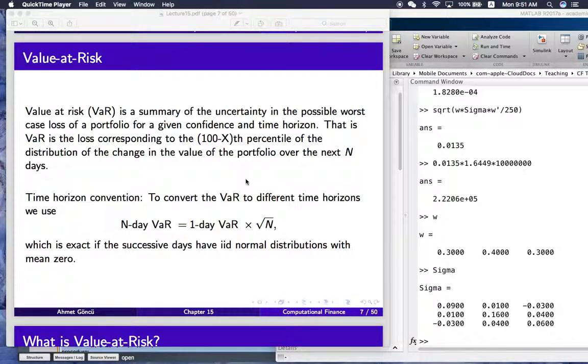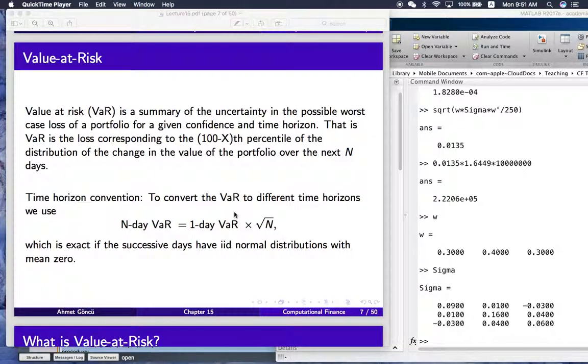Let's continue with the value at risk and consider a few examples. So, value at risk basically gives us the worst case scenario for the loss of a portfolio for a specific confidence level and time horizon for our investment.